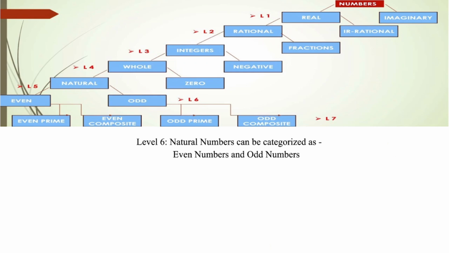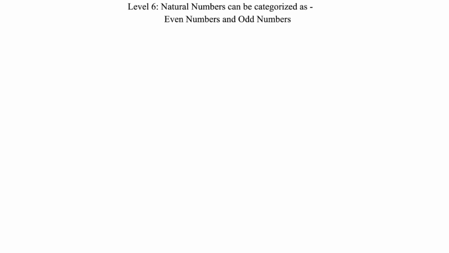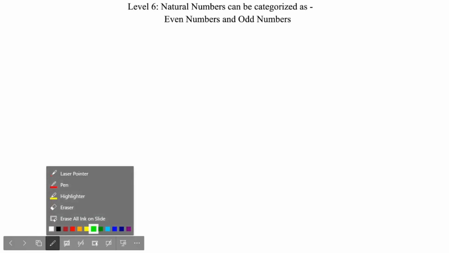Now let's understand the next level. Next is level 6, where we are dividing, or making a partition of, natural numbers, categorizing the natural numbers into even and odd. So let's understand this first, friends. What is an even number and what is an odd number? There is a very interesting way to understand it. I hope everyone knows 1, 2, 3, 4 up to 10.